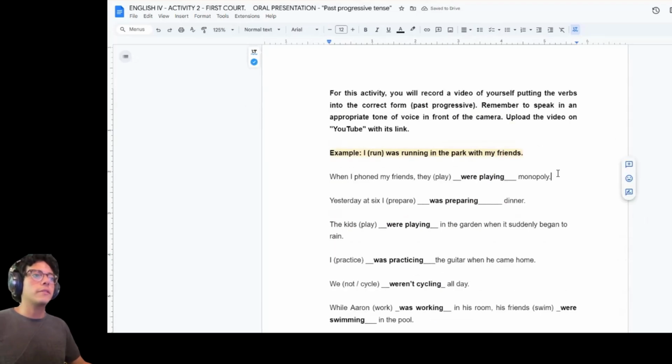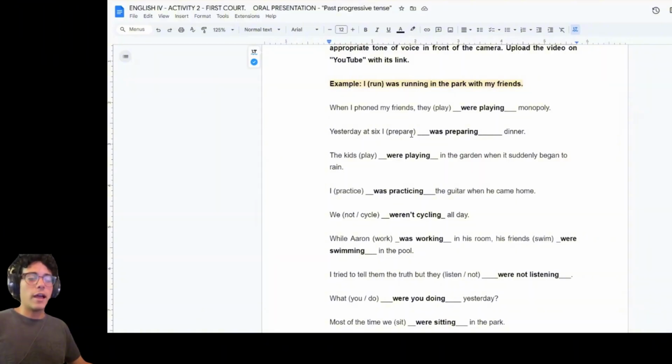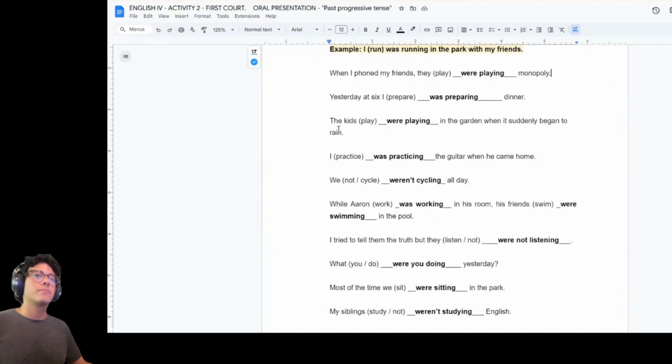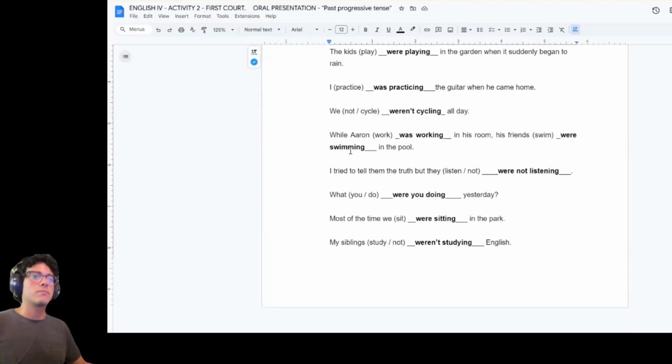Okay, let's read them out loud from the top. So when I phoned my friends, they were playing Monopoly. Yesterday at 6, I was preparing dinner. The kids were playing in the garden when it suddenly began to rain. I was practicing the guitar when he came home. We weren't cycling all day. While Aaron was working in his room, his friends were swimming in the pool.